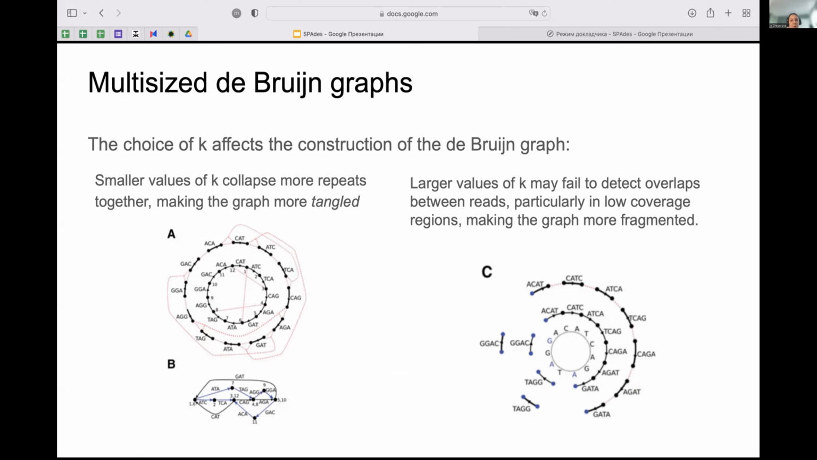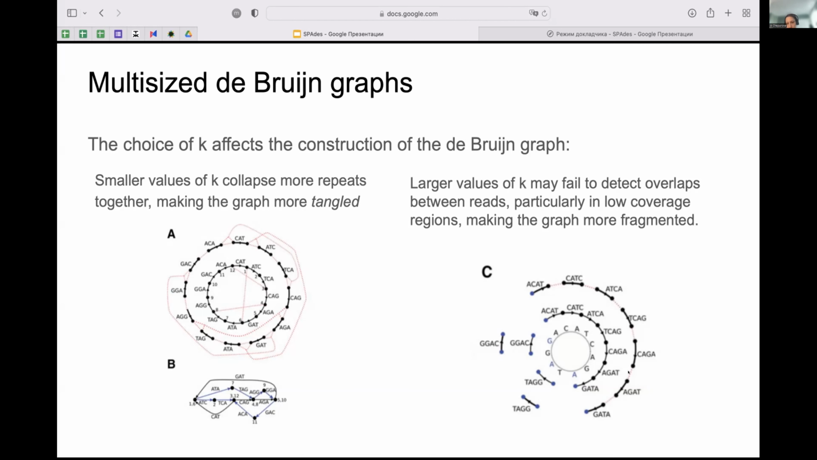Smaller values of K collapse more repeats together, making the graph more tangled. For example, this graph is very tangled, so there are a lot of paths, and it's hard to deal with such graphs. In the opposite way, larger values of K may fail to detect overlaps between reads, particularly in low coverage regions, making the graph more fragmented.